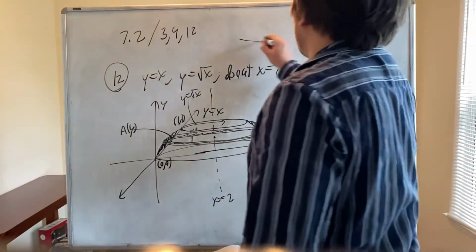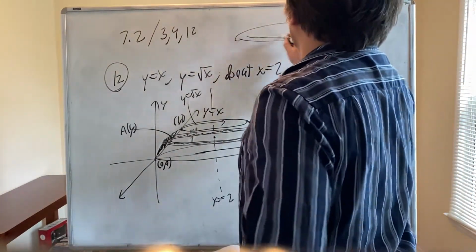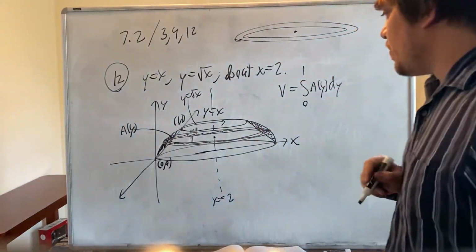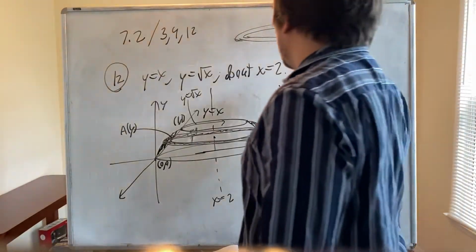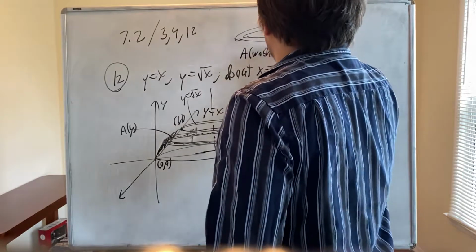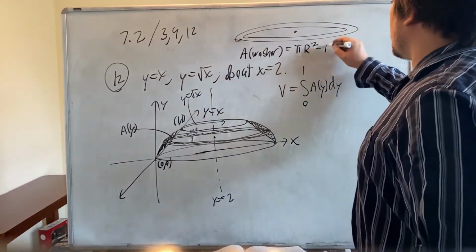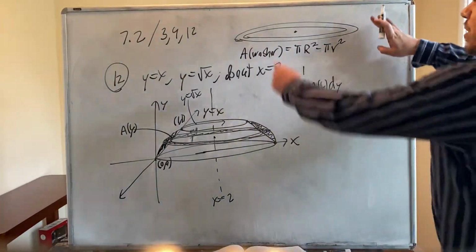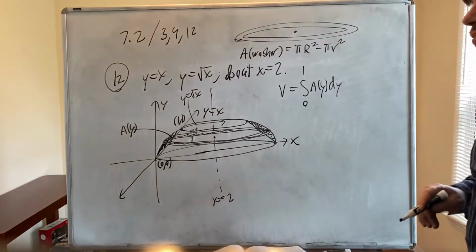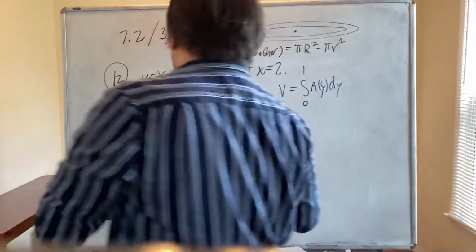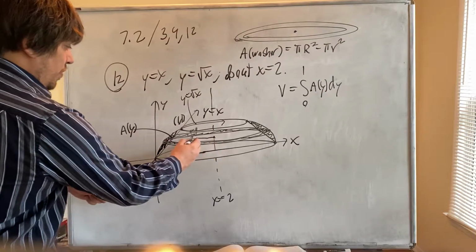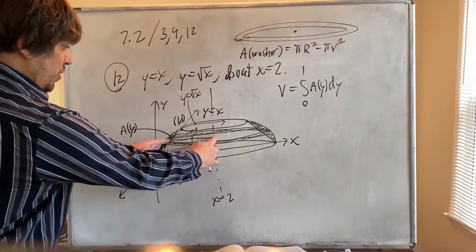Okay, so if we look at a washer here, here's our washer. Here's the center of it. Then there's a larger radius and a smaller radius, right? The area of a washer is equal to pi times capital R squared minus pi times little r squared, where capital R is the radius of the bigger circle, and little r is the radius of the smaller circle. So we need to find capital R and little r. Let's do little r. Little r is the length of this.